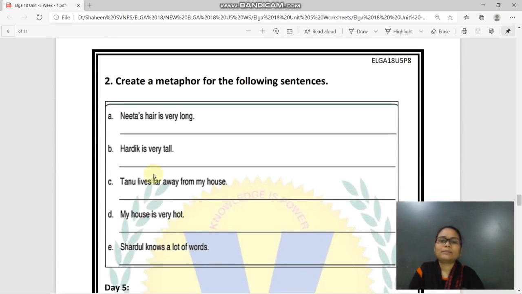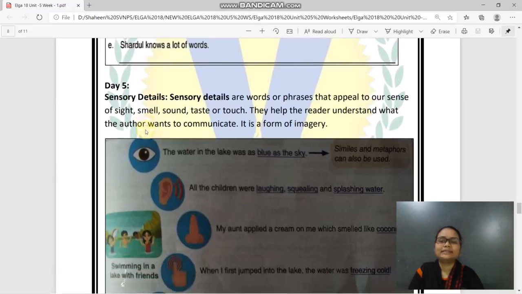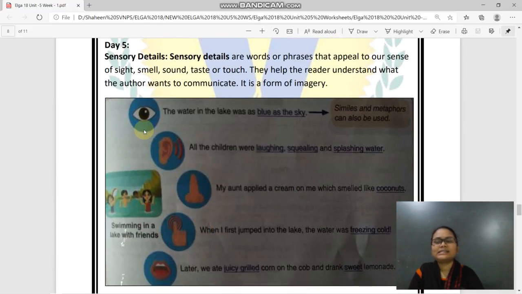Next, create a metaphor for the following sentences. So here you can see a few sentences are given for you all, children. Create a metaphor for the following sentences, children. So next, day 5. Sensory details.